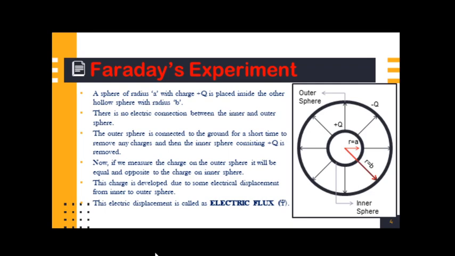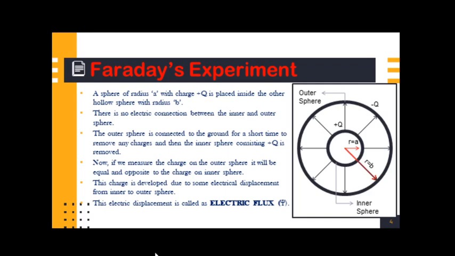Now, Faraday's experiment: a sphere of radius a with charge plus q is placed inside another hollow sphere with radius b. See the figure, there is no electrical connection between the inner and outer sphere. The outer sphere is connected to the ground for a short time to remove any charge, and then the inner sphere containing positive charge plus q is removed.